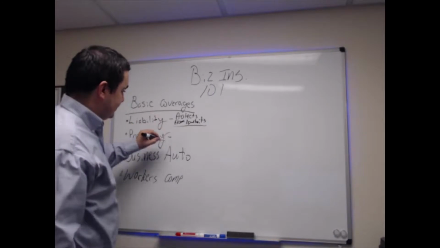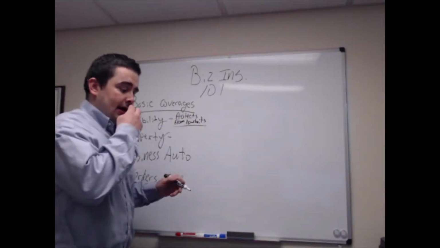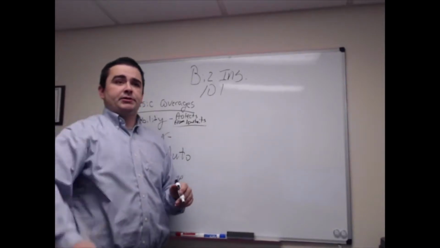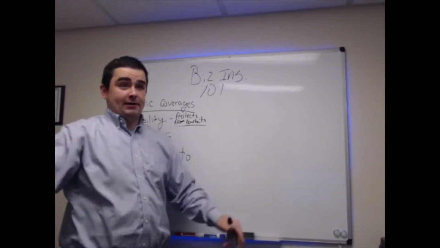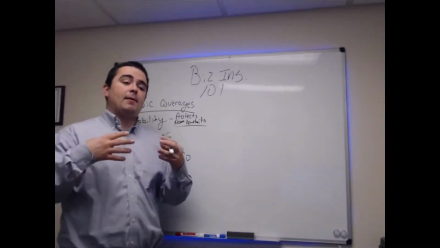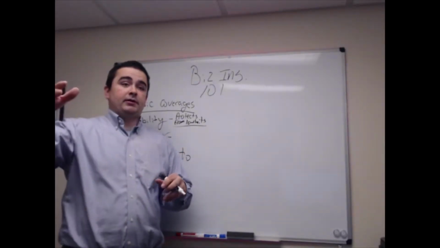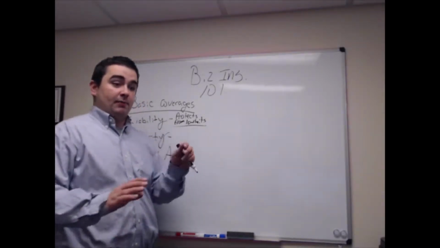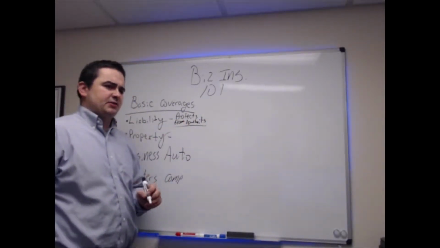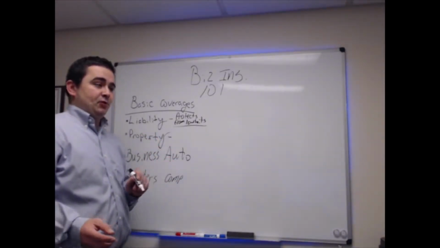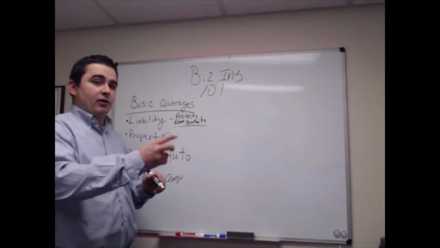Property coverage is obviously pretty self-explanatory. It covers your business personal property, your computers, your coffee maker, your microwave, your fridge, if you have it, whatever it is, stuff that you own, the building. If you own the building, it covers that. So that's what property coverage covers. It'll be subject to a deductible if there's a claim.